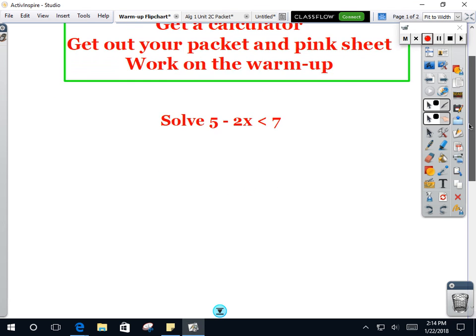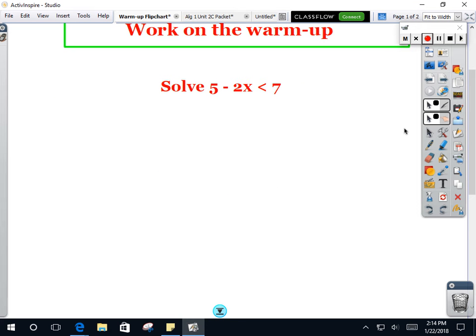First, we're starting with the warm-up. Solve 5 minus 2x is less than 7. Raise your hand if you think you have an answer. Okay, Jamarion.